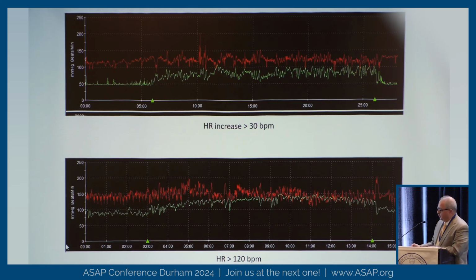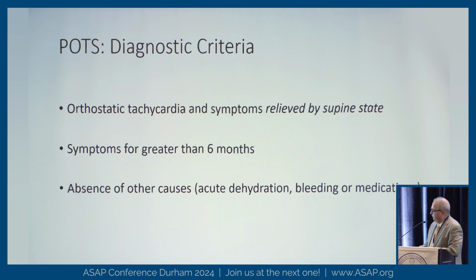So these are the two major types of POTS. In this one, the red is the systolic blood pressure. The green is the heart rate. Those are from our autonomic lab at Stanford. You see the blood pressure standing steady. The green arrow is when we tilted the patient. And there is a dramatic increase in the heart rate by more than 30 beats. In this particular one, there is a sustained heart rate exceeding 120 beats per minute for the entire duration of tilt. So these are the two forms of POTS.